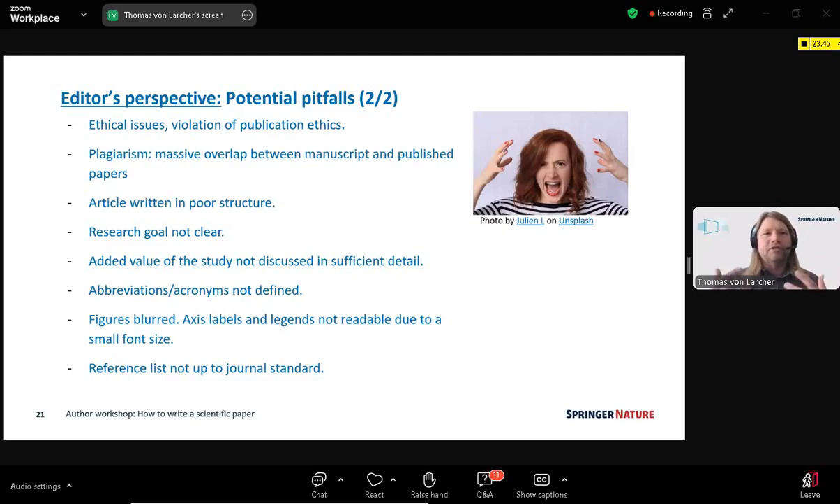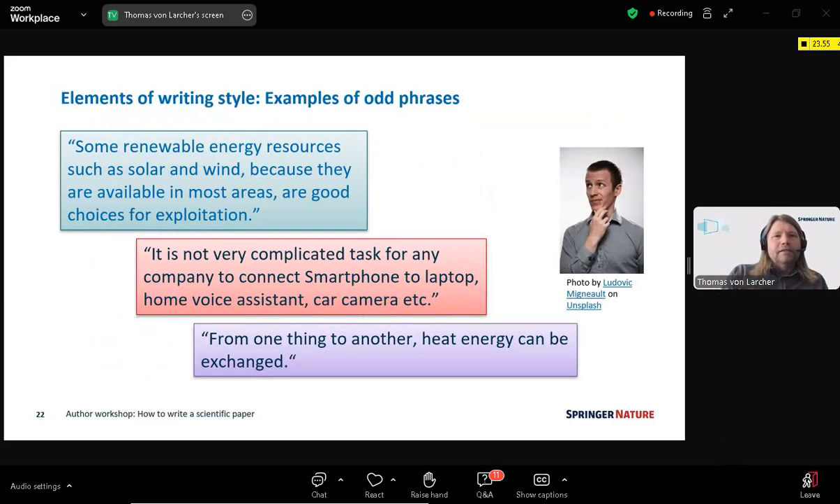Ensure that your research goal is clearly described, right? And figures, yeah, we will come to figures in a minute. Here are some examples, real-world examples, right? Odd phrases. So I have seen these phrases in manuscripts. And this is not good, right?